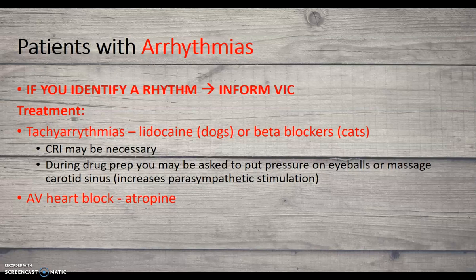During drug prep, you may be asked to put pressure on the eyeballs or massage the carotid sinus. This helps to increase parasympathetic stimulation. So while somebody's grabbing drugs, you can start doing those things. And if you have AV heart block, you want to use atropine.